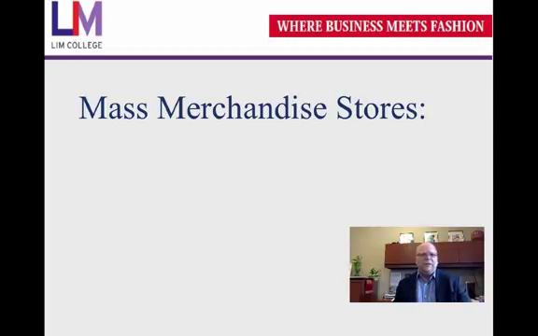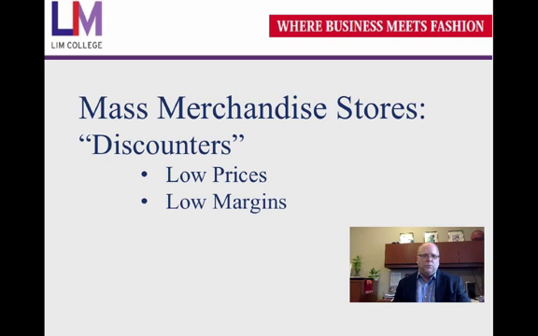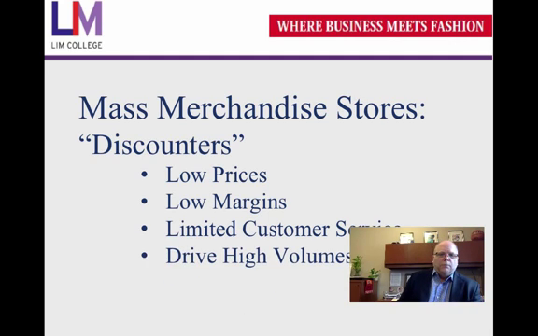And the third one is your mass merchandise stores. These are your discounters. So you got your higher end, your mid tier, and now your discounters. The low prices, they don't make much money off an individual product because there's low margins, limited customer service. You'd be lucky to find somebody to wait on you. But we count on high volume to make profits. There's low margins because of the low prices, but they have a lot of stuff in their store. They don't have much overhead when it comes to customer service. They push volume, and therefore they make their money.